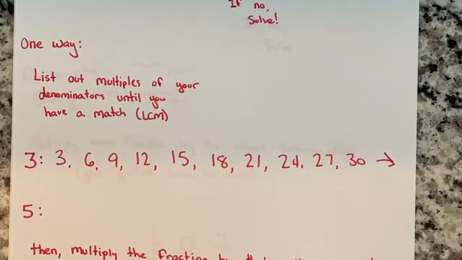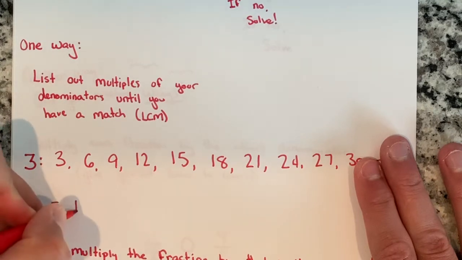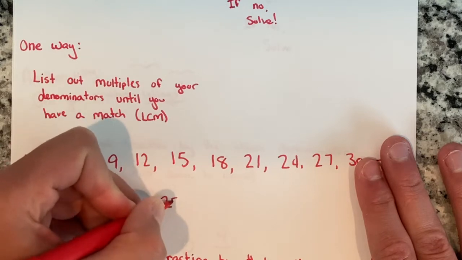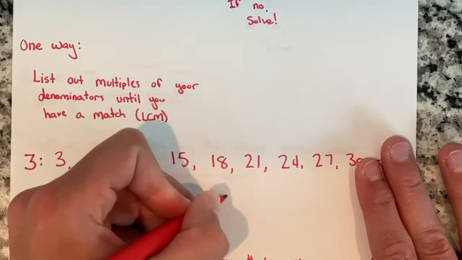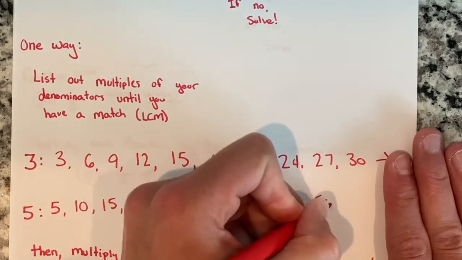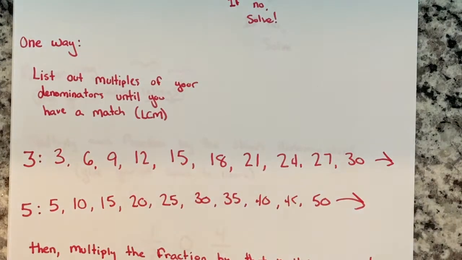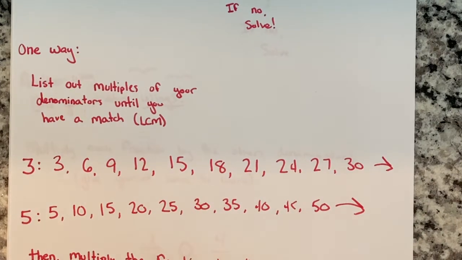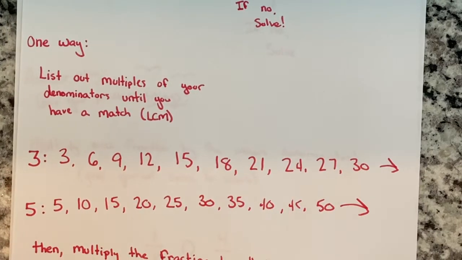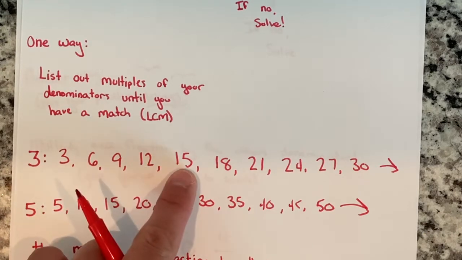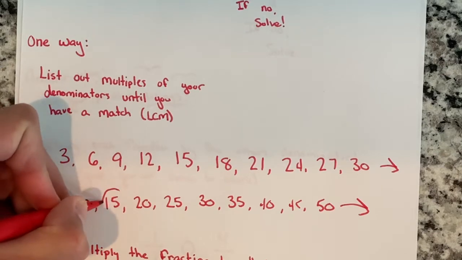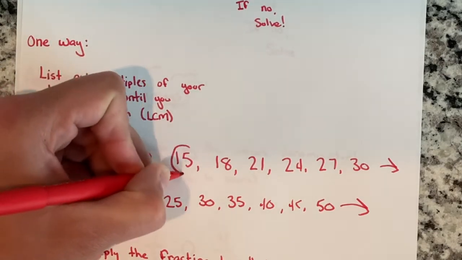I'm going to list out my jobs of 5. 5, 10, 15, 20, 25, 30, 35, 40, 45, 50, so on and so forth. Now, my eyes are going to do the work here of scanning to look for a number that matches in both lists, okay? 3, 6, 9, 12, 15, 18, 21, 5, 10, 15. I see a match here of 15, so I circle it, 15 and 15.